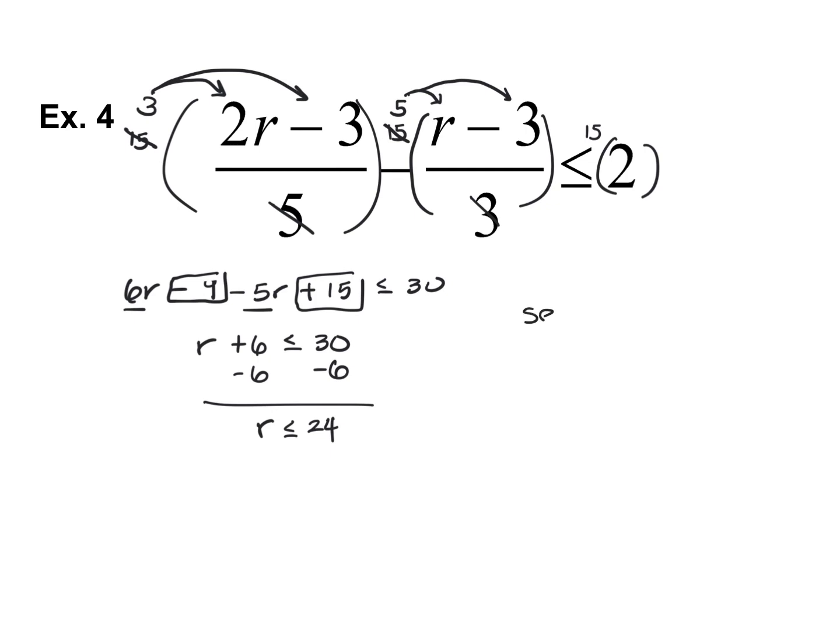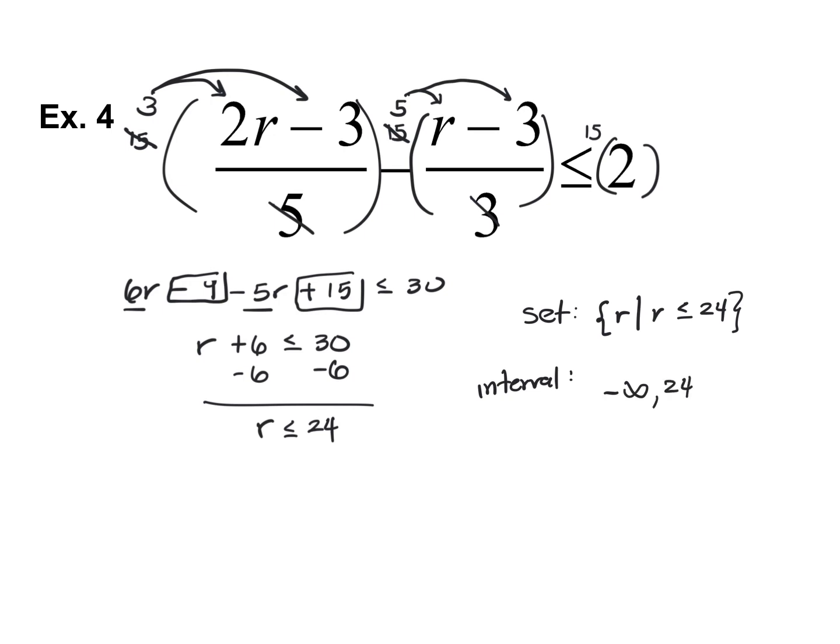Now my set notation, I have the set of r values where r is less than or equal to 24. Okay, then the second one, my interval notation. In this case, if you ladies and gentlemen notice, r is less than or equal to 24. That means negative infinity comma positive 24.